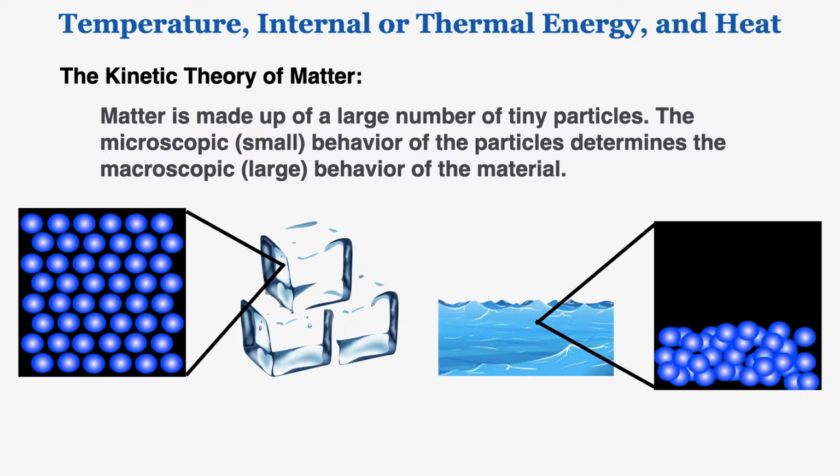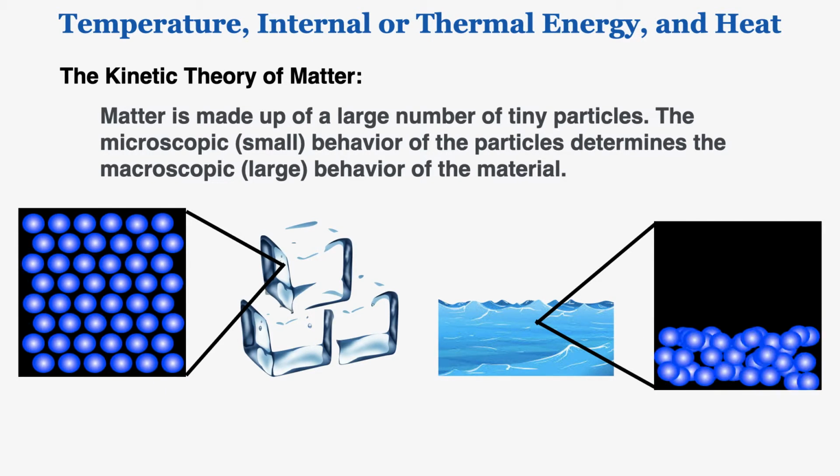Before we talk about these three ideas, I need to talk about the kinetic theory of matter, because this is a concept that's going to be guiding our entire understanding of basically this entire unit of material. Everything that we talk about will tie back to this central concept. All matter is made up of a large number of tiny particles, and the microscopic or small behavior of the particles determines the macroscopic or large behavior of the material.